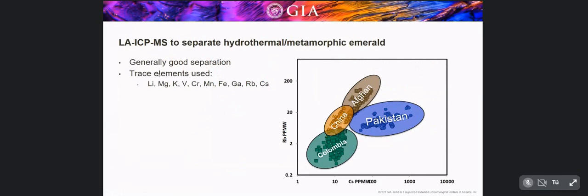And so what we would find is that we have, again, distinct populations, distinct regions where we would find Colombian, Chinese, Afghan, and Pakistani emeralds. And we use the same basic trace elements that we saw with the schist-hosted emeralds. In this case, we're seeing rubidium versus cesium. The Colombian emeralds fall in this very low alkali region, whereas the other emeralds tend to be more enriched in alkalis and more enriched in iron as well.